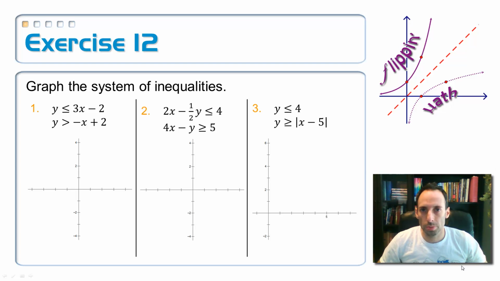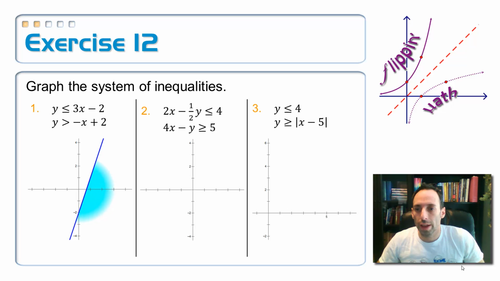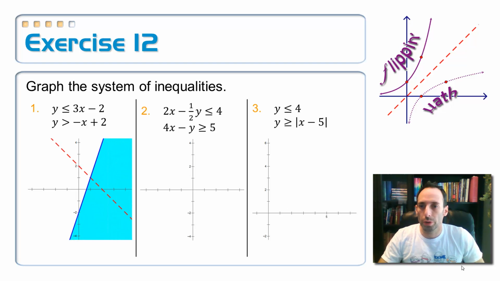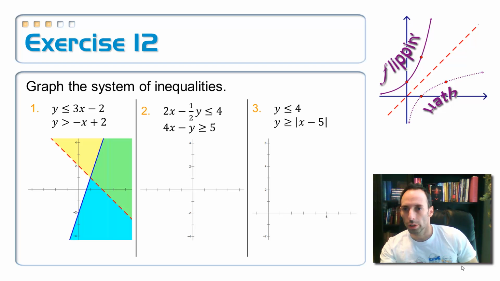Alright, so assuming that you did these by yourself, let's take a look at what the solutions for each of these systems of linear inequalities is. So on number 1, the first equation has a y-intercept of -2, so I'm going to graph that as -2, slope of 3, and the y is less than that, so shade below.